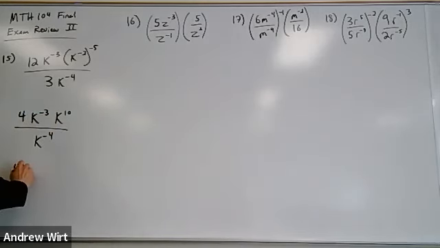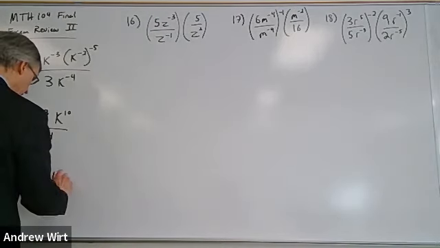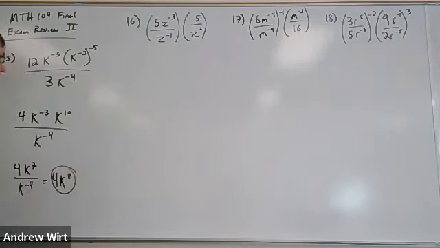So that's 4k to the 7 divided by k to the -4. And now we subtract exponents. So 7 minus -4 is +11. So that's 4k to the 11.